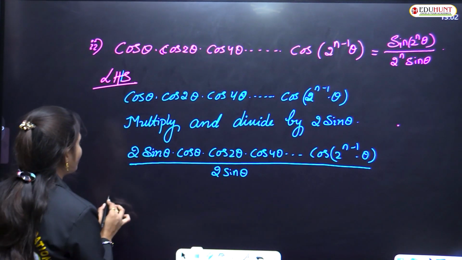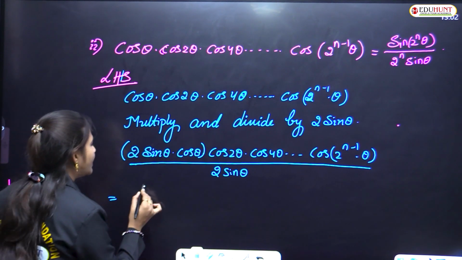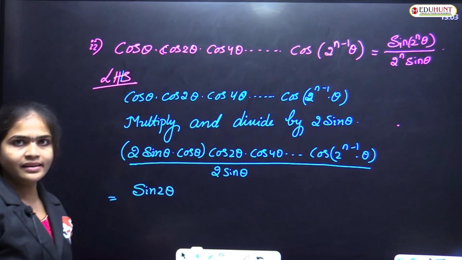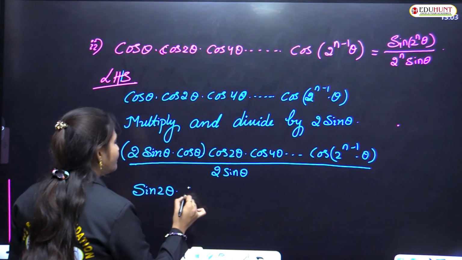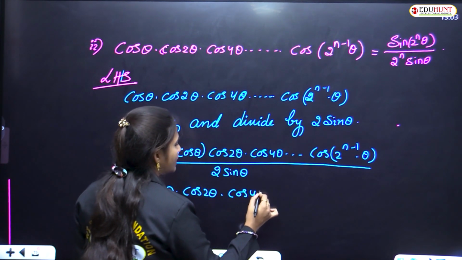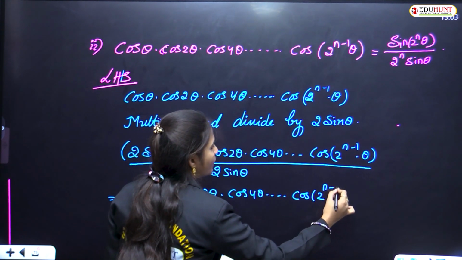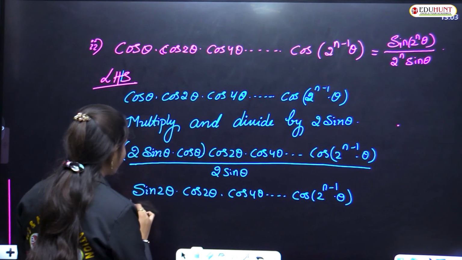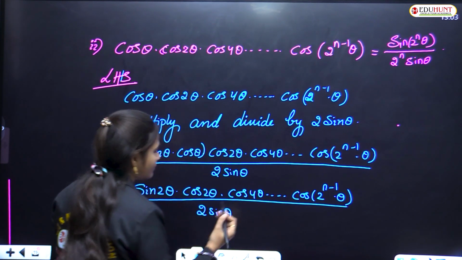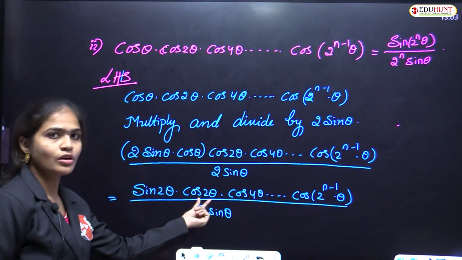So which is equal to 2 sin theta cos theta. We can write this one as sin 2 theta. Sin 2 theta into cos 2 theta into cos 4 theta into and so on cos 2 power n minus 1 theta whole by 2 sin theta. Understand? So still again we are having sin theta cos theta.